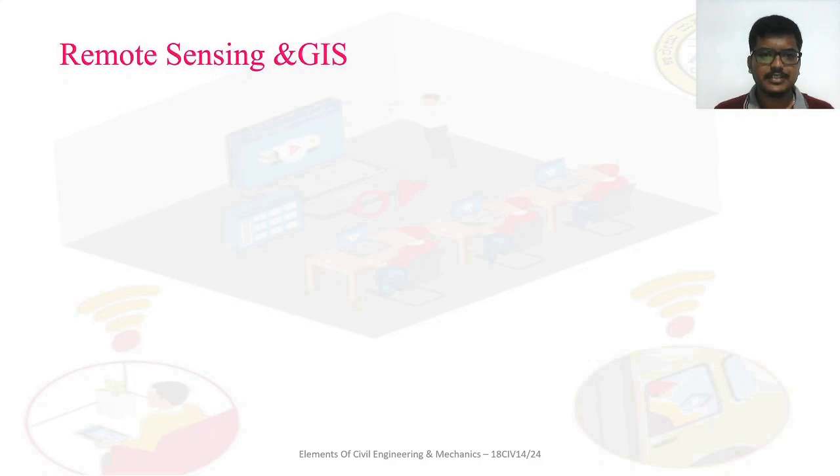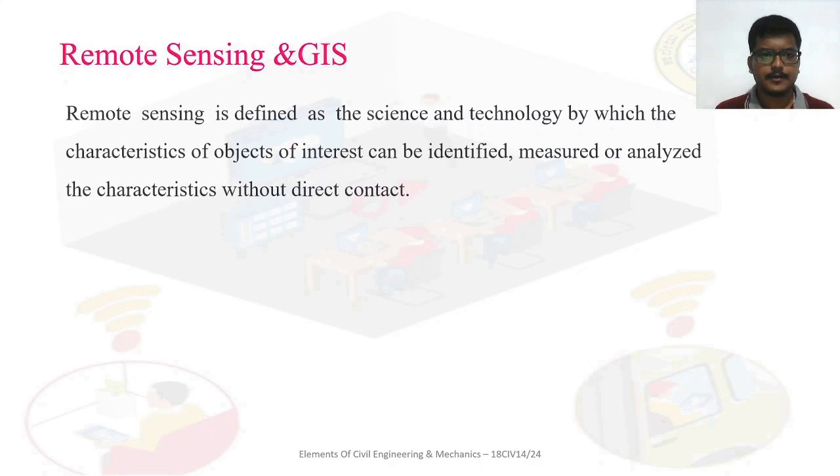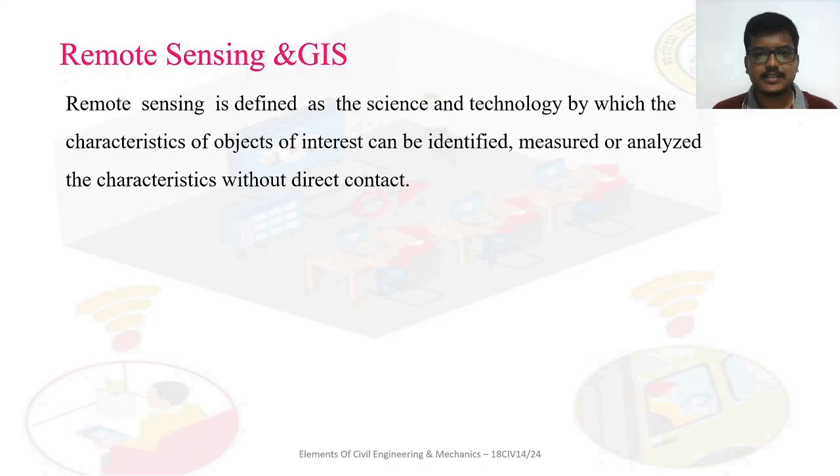So, remote sensing and GIS. What is this remote sensing and GIS? Remote sensing is defined as the science and technology by which the characteristics of an object of interest can be identified, measured, or analyzed without direct contact. In this technique, without touching or going there physically, we can interpret an object. That technique is called remote sensing.